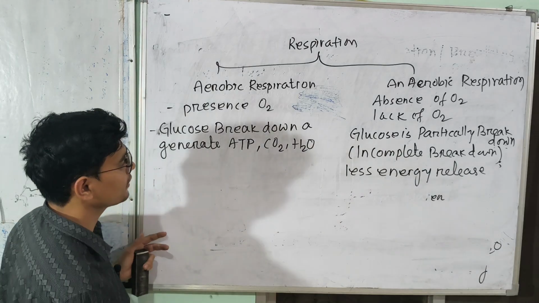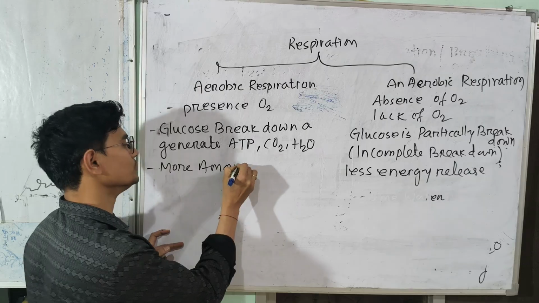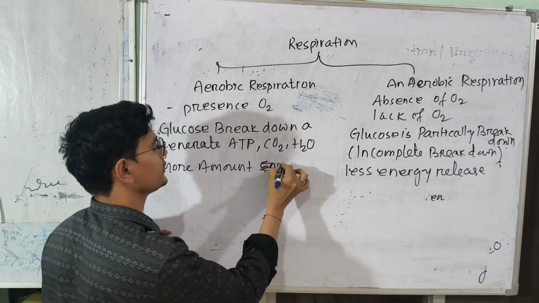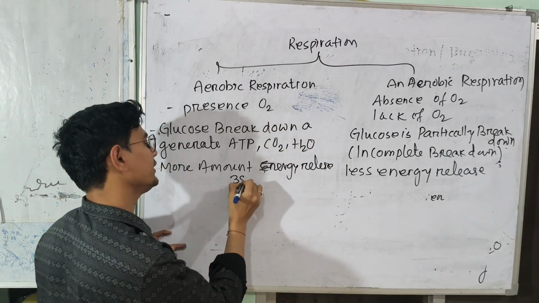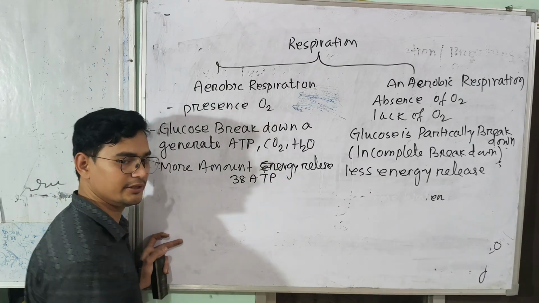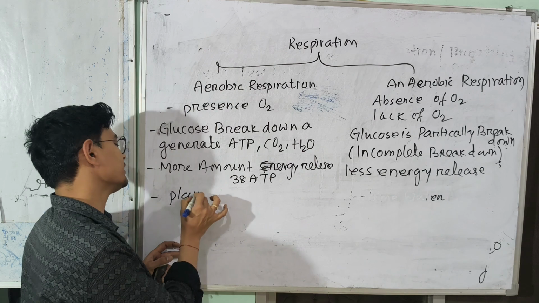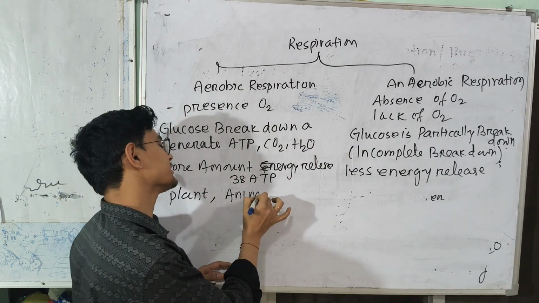So we discuss the amount of ATP or energy released. More energy means 38 ATP released in aerobic respiration. It is performed in plants and animals.